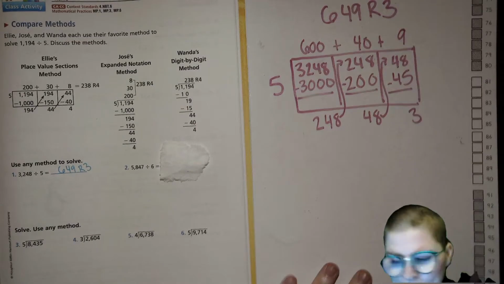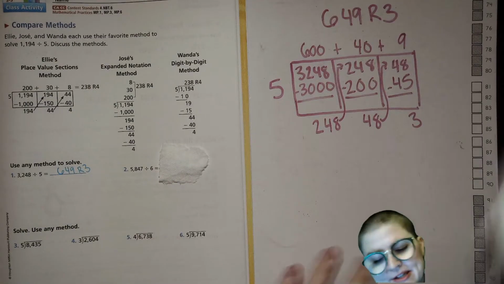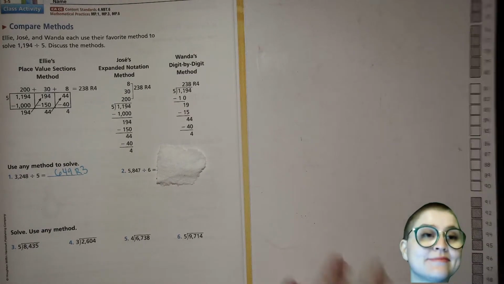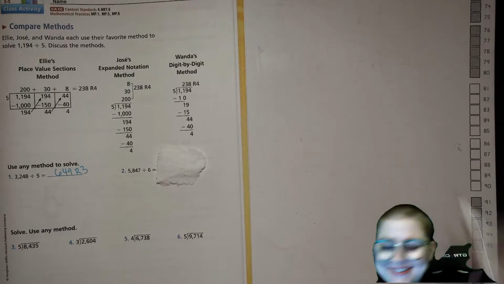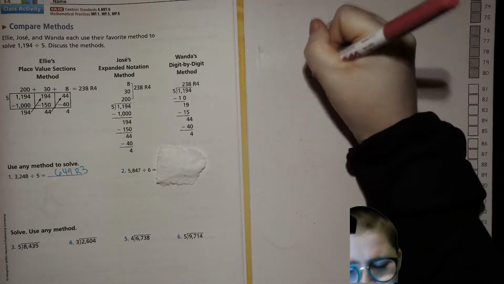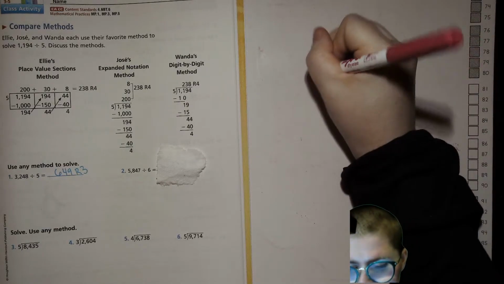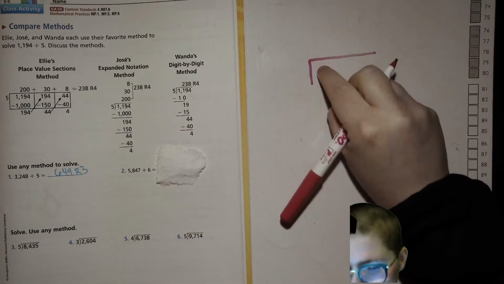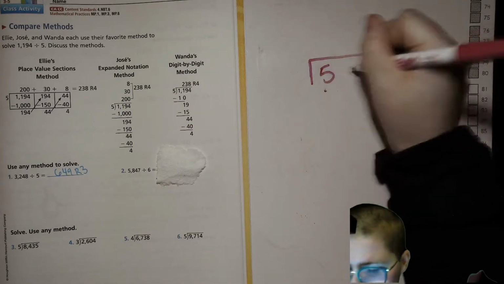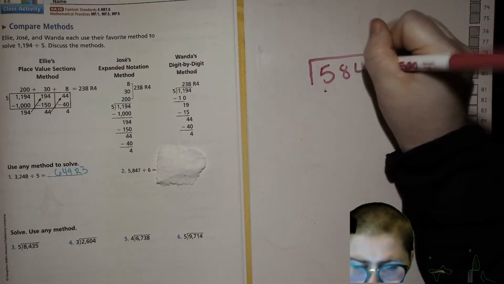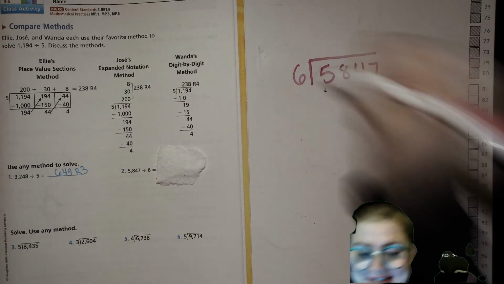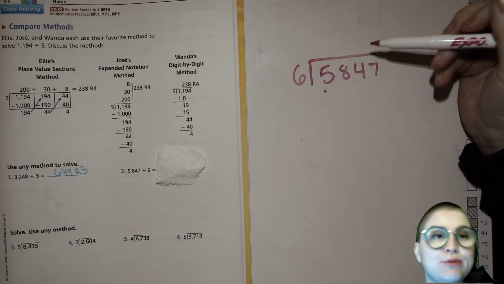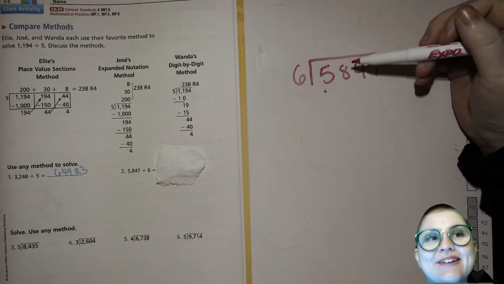Next one, we're going to try Jose's expanded notation method. Okay, so from here, we'll draw our division symbol like that. And we'll write in, I was writing in that problem from his, no, we got to write in the right number. That's going to be important. 5,847, and we're dividing it by 6. Okay. Now, how many hundreds do you multiply by 6 to get close to but not over 5,800?